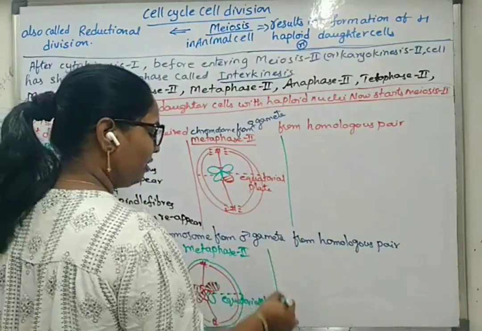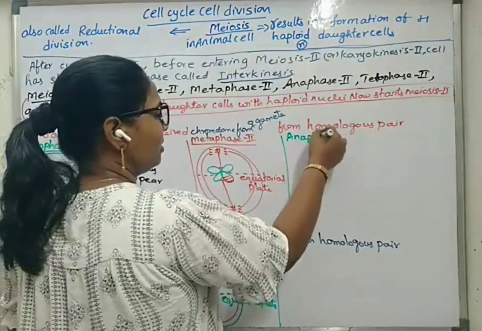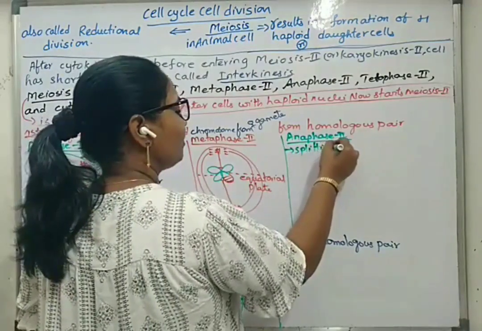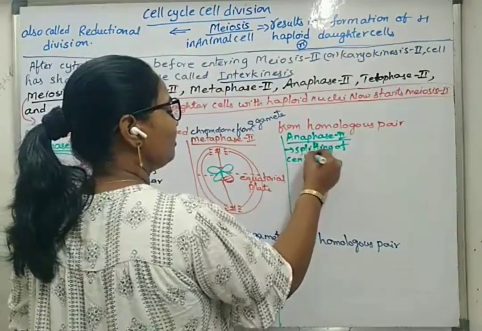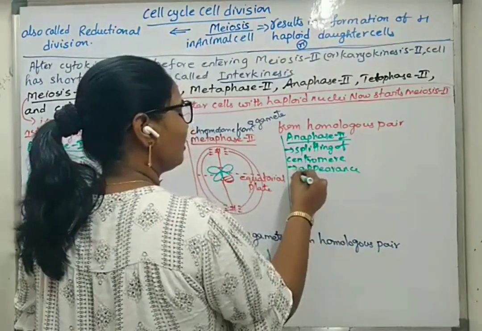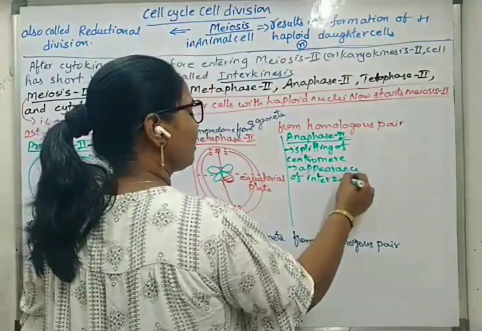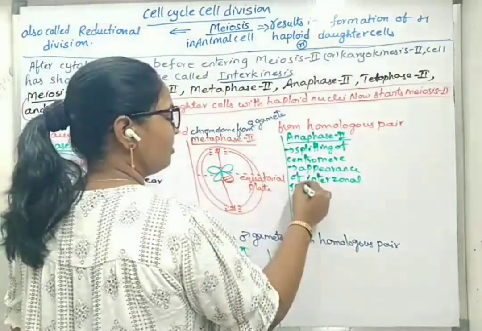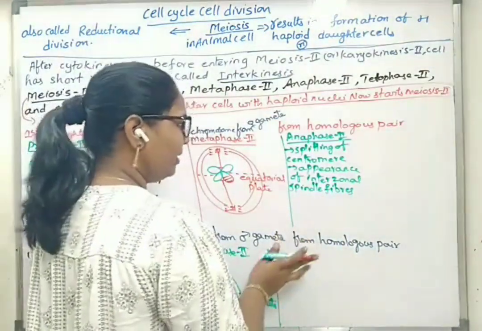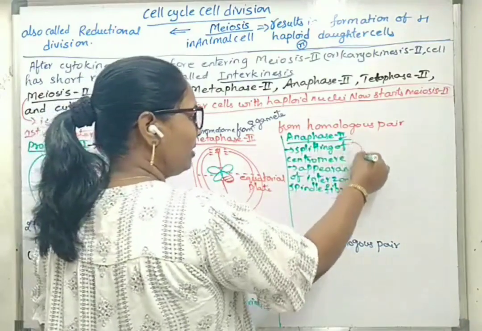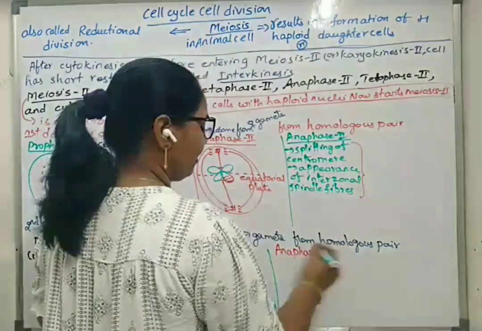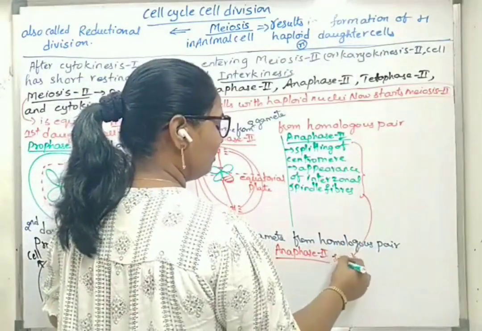Now, anaphase 2. In anaphase 2, we see splitting of the centromere and appearance of interzonal spindle fibers, like mitosis, the same. Same in anaphase 2 here also. Here I don't have place, but all these points are applicable here also. Anaphase 2, right, same.